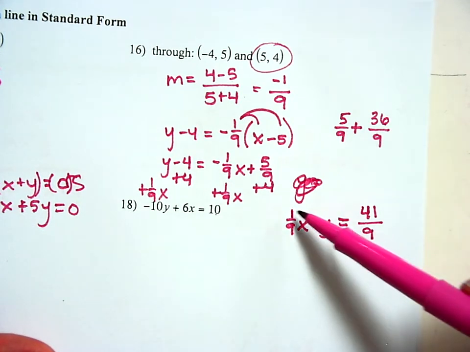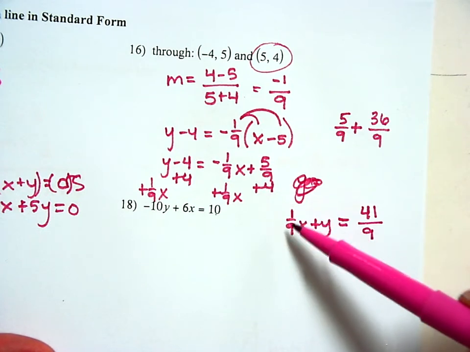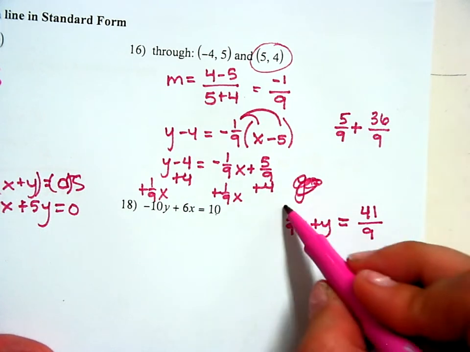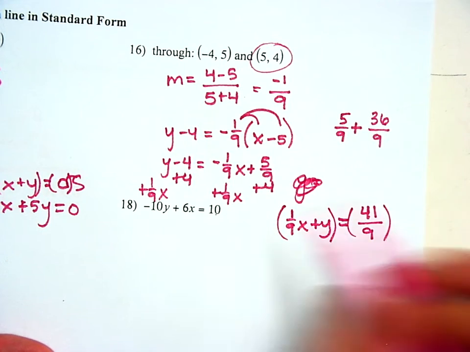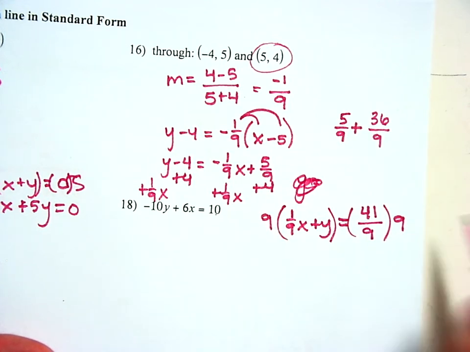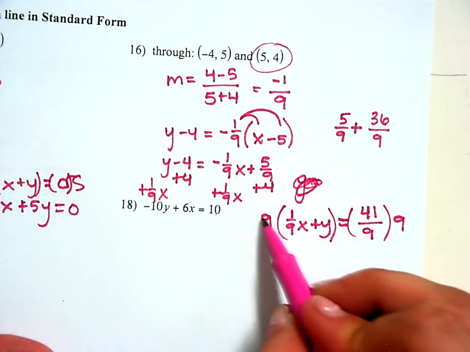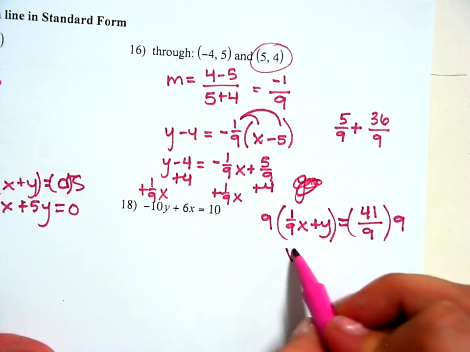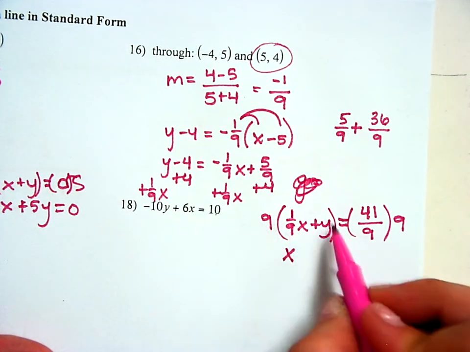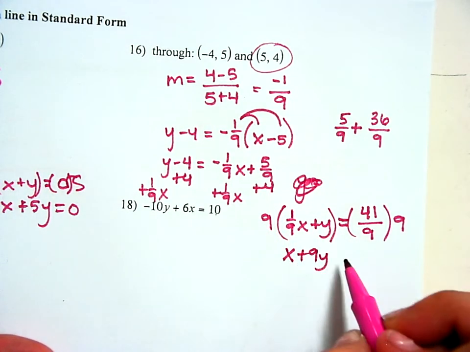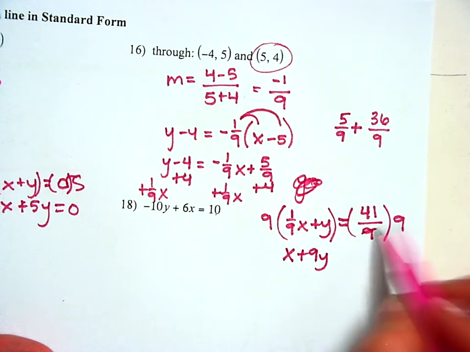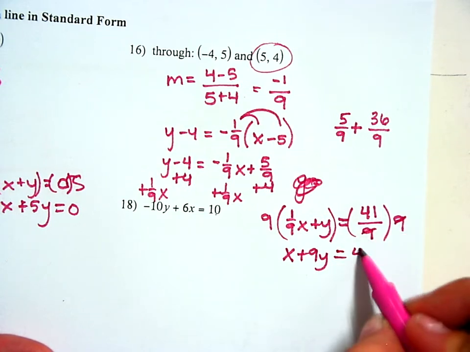Then again, just to be a little more precise, I want this to be a whole number. I don't want it to be a fraction. So I'm going to multiply everything by that denominator, by 9. So here, the 9 and the 9 are going to cancel. I just have x left. Then I have a 9y. And then over here, the 9s also cancel. So I just have 41.